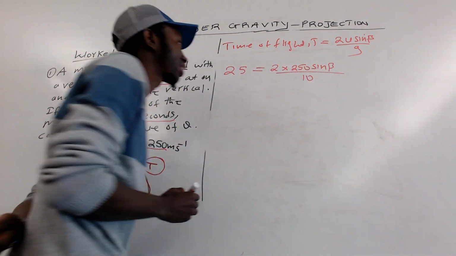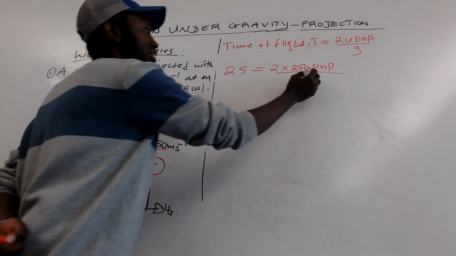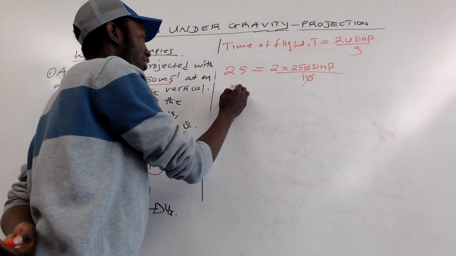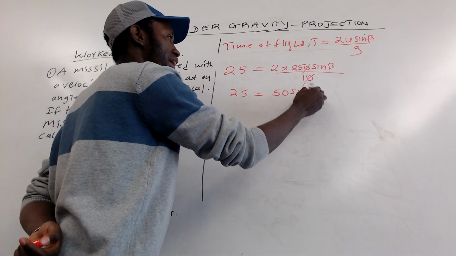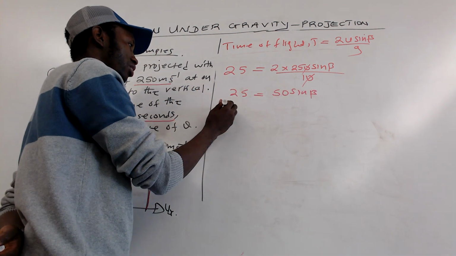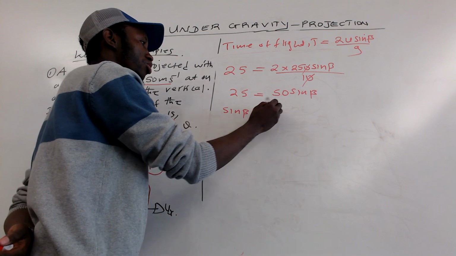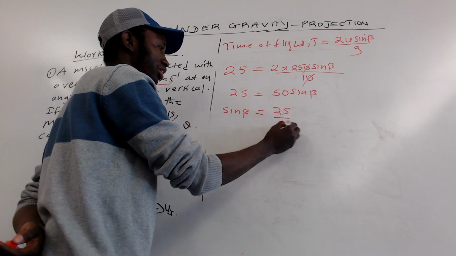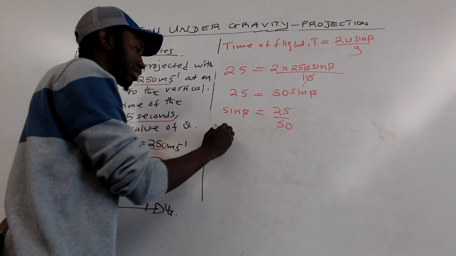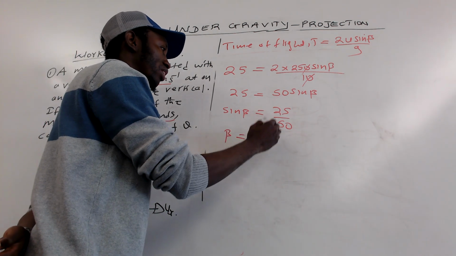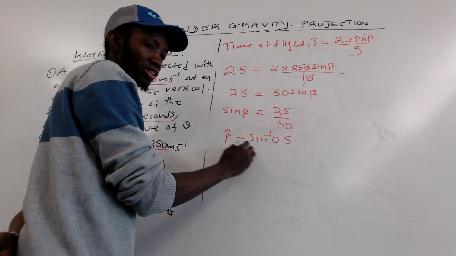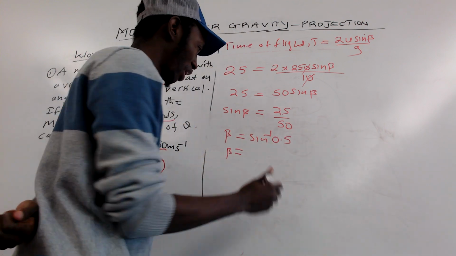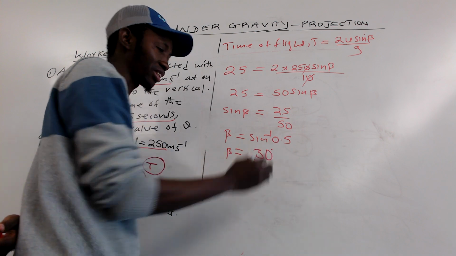We can take g to be 10. So the zero cancels zero, and we have 25 equals 50 sine beta. We divide both sides, so sine beta is going to be 25 all over 50, which is 0.5. So beta is going to be sine inverse of 0.5, which is 30 degrees.